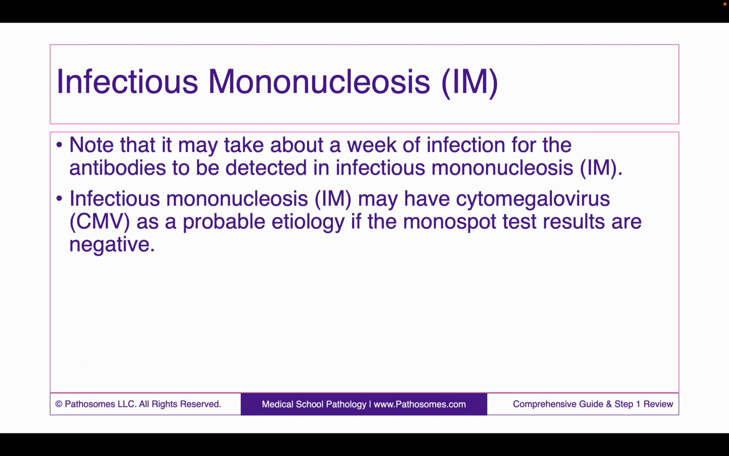Note that it may take about a week of infection for the antibodies to be detected in infectious mononucleosis. Also, as we said, infectious mononucleosis may have cytomegalovirus as a probable etiology if the monospot test results are negative. So keep that on your differential.